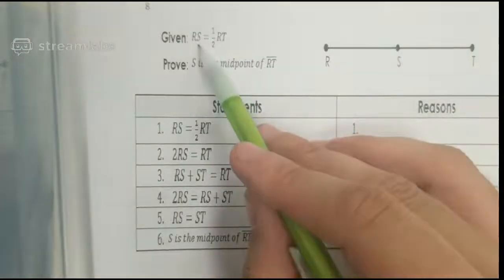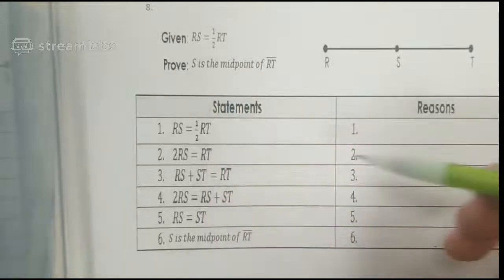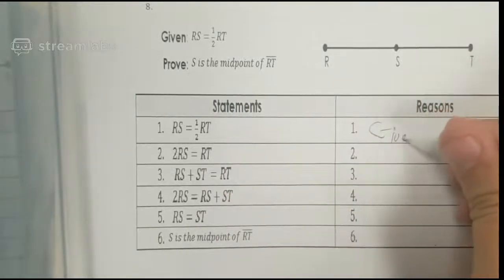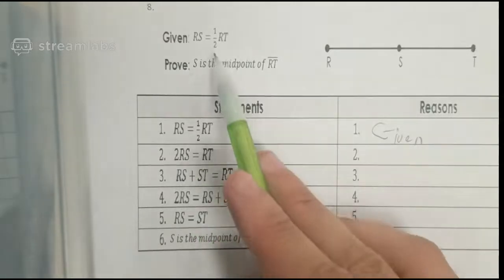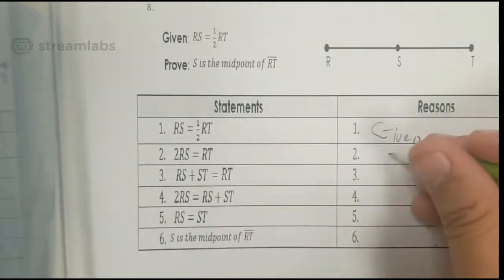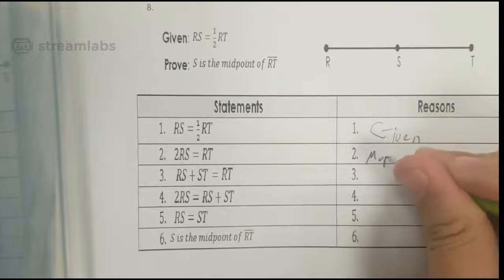Next one, RS is 1/2 of RT. Given that, so that's given, we're going to prove this is a midpoint. So 2RS equals RT. So what he did is multiply 2 on both sides. So this is multiplication property.